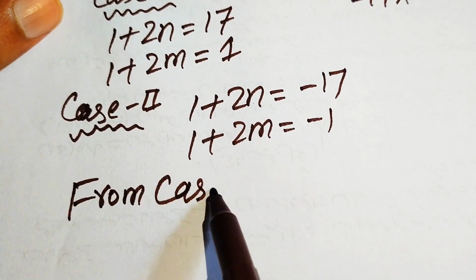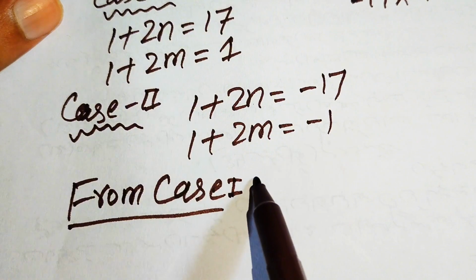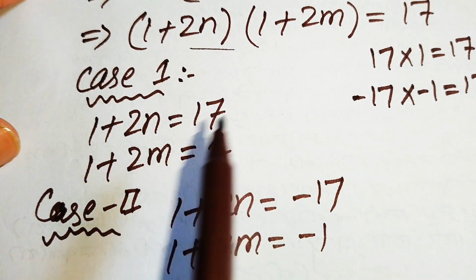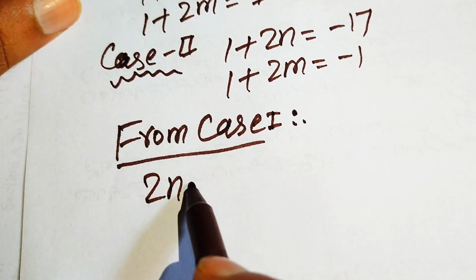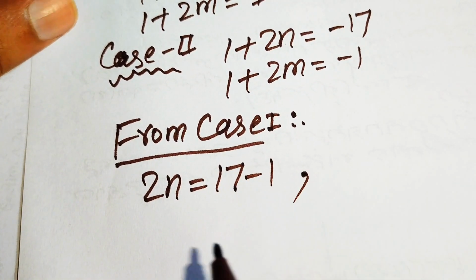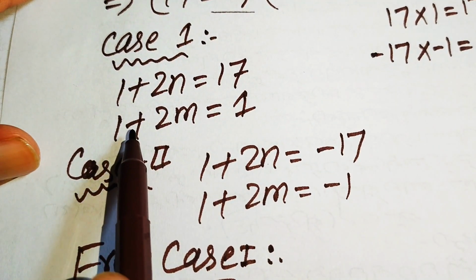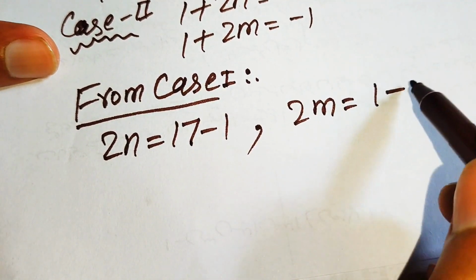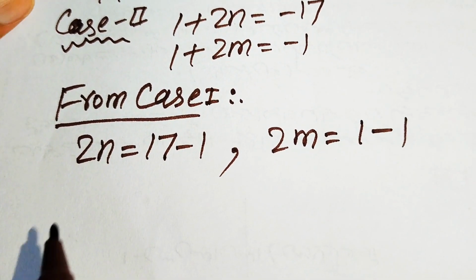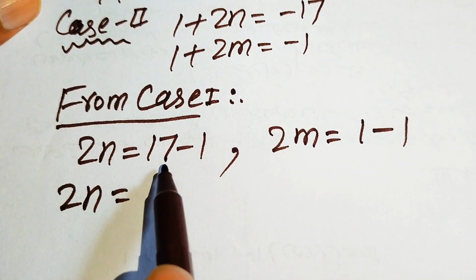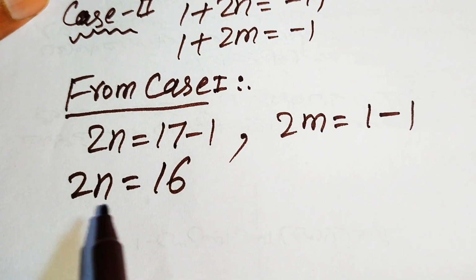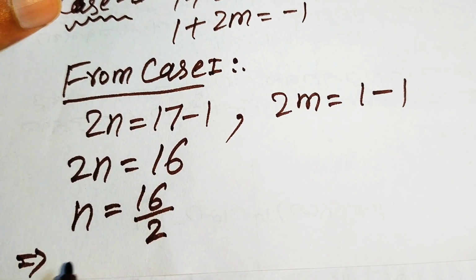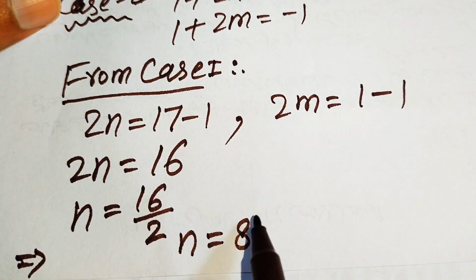First we focus on case number 1. From case 1 we move this plus 1 to the right hand side, and it will be written as 2n equals 17 minus 1, and we move plus 1 to the right hand side, and you get 2m equals 1 minus 1. So from case number 1 we have 2n equals 17 minus 1 is 16, and we move this 2 to the right hand side, and it will be written as 16 over 2, so we get the value of n equals 8.